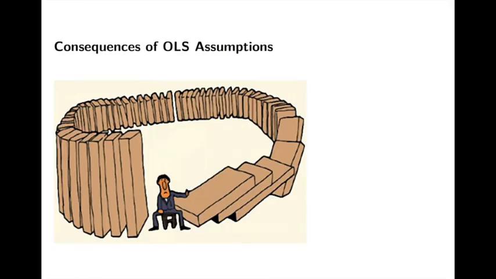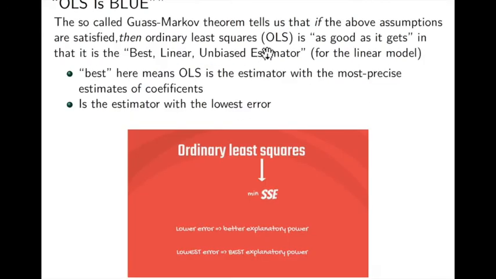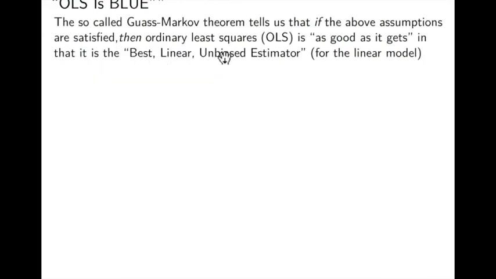What if these magical population quantity assumptions hold? The answer is, if these assumptions hold, then ordinary least squares is a really good way to do estimation. Actually, it's better than that. It's the best way to do estimation in a sense we can make precise, in a sense that Gauss and Markov made precise. So the so-called Gauss-Markov theorem tells us that if these assumptions are satisfied, the ones that we just talked about, then ordinary least squares, abbreviated OLS, is as good as it gets in the following sense. It is the best linear unbiased estimator.